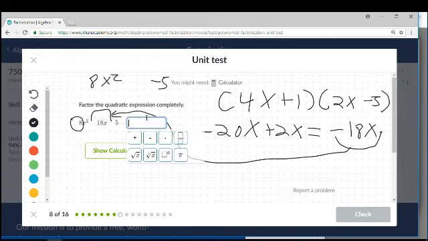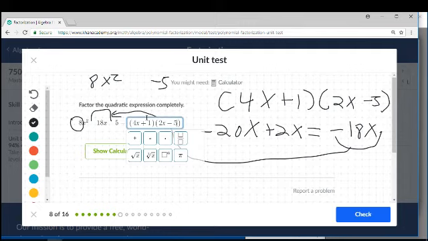So factoring here is going to be 4x plus 1, 2x minus 5.